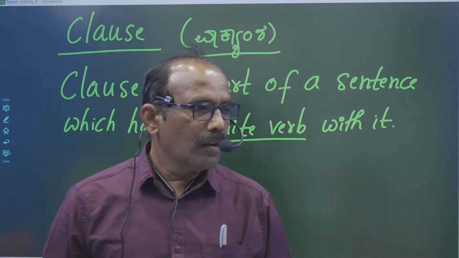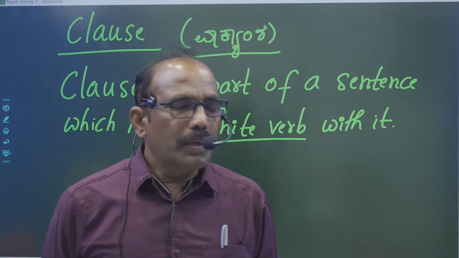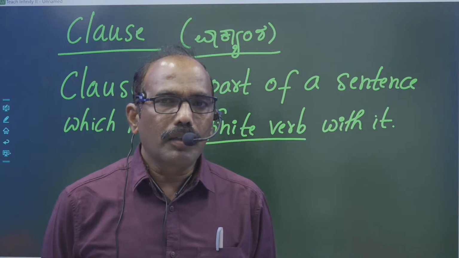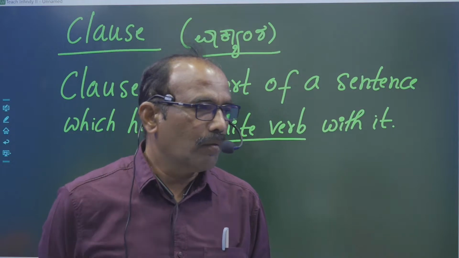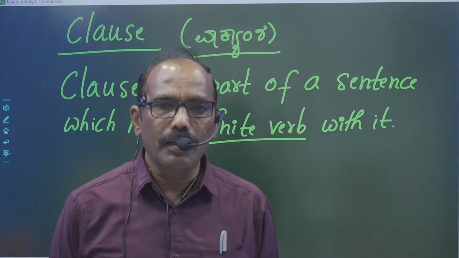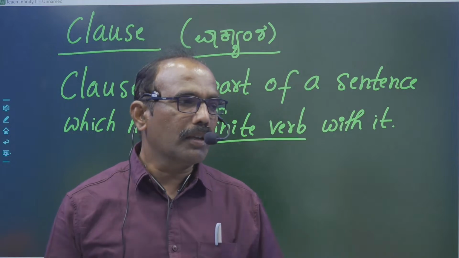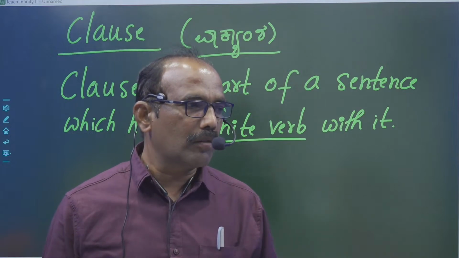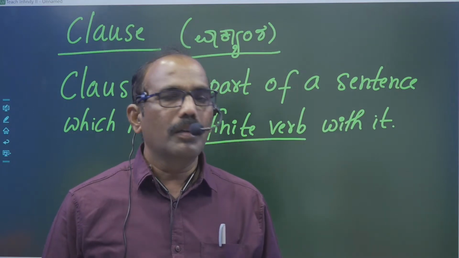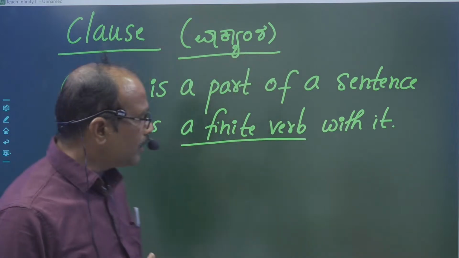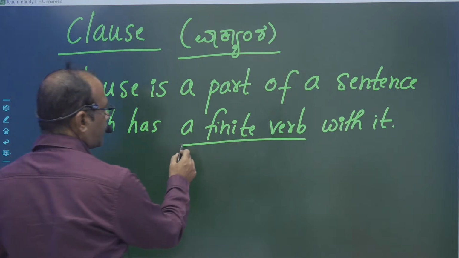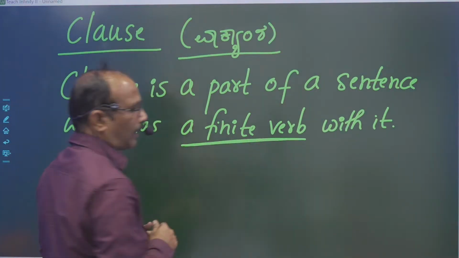ಅಂದ್ರೆ ಫೈನೈಟ್ ವರ್ಬ್ ಅನ್ನ ಪಡೆದಿರುವಂತಹ ವಾಕ್ಯದ ಒಂದು ಭಾಗಕ್ಕೆ ನಾವು ವಾಕ್ಯಾಂಶ ಅಂತ ಕರಿತೀವಿ. ವಾಕ್ಯದಲ್ಲಿ ಅನೇಕ ಭಾಗಗಳಿವೆ, ಬಟ್ ವಾಕ್ಯದ ಎಲ್ಲ ಭಾಗಗಳು ಕೂಡ ಕ್ಲಾಸ್ ಆಗಿರೋಕೆ ಸಾಧ್ಯ ಇರೋದಿಲ್ಲ. A clause is a part of a sentence which has a finite verb with it. It means this finite verb is to be present there.